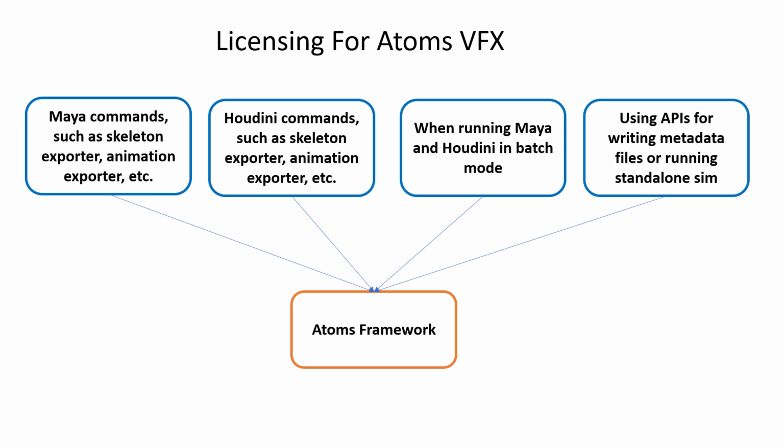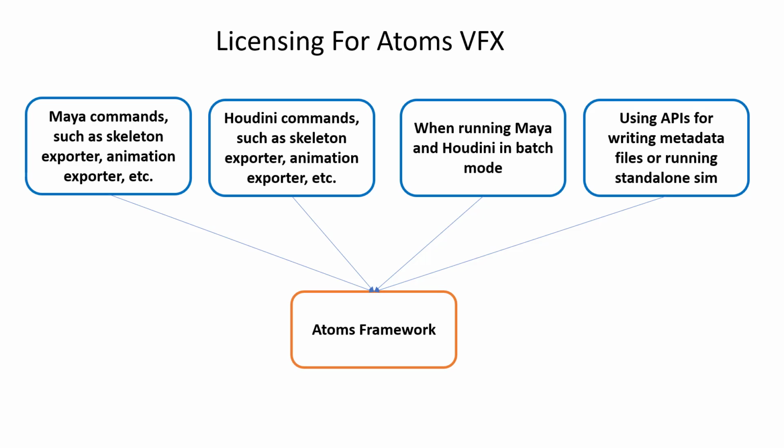Okay, so then for the framework license, it gets checked out whenever you run some commands in Maya and Houdini, like using the skeleton exporter and the animation exporter. In Maya also when you run the CFX simulation exporter and so on. The framework license is also checked out when you run Maya and Houdini in batch mode. So if you have Atoms running a simulation in Maya or Houdini in batch mode, you're using a framework license.